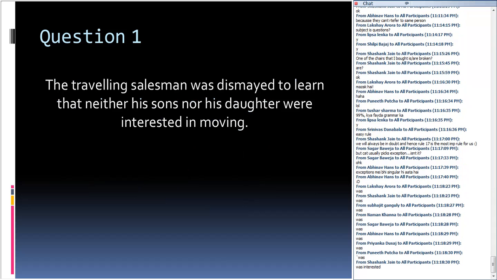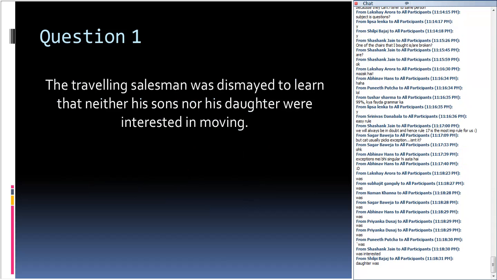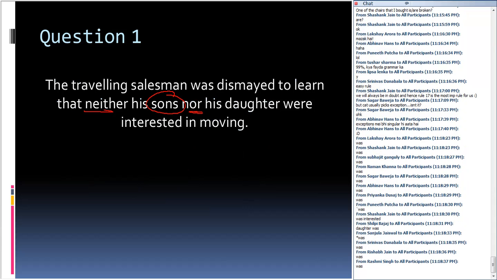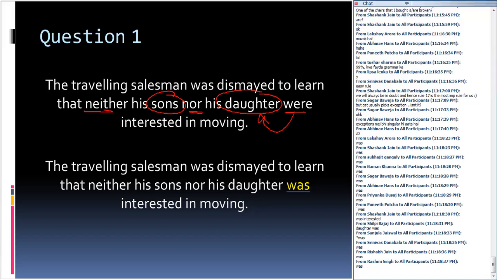Okay, no, it's not right. Why? Because in neither-nor, you have two subjects. One is plural, one is singular. And the verb is closer to the subject that is singular. That is why you need a singular verb, which is was.